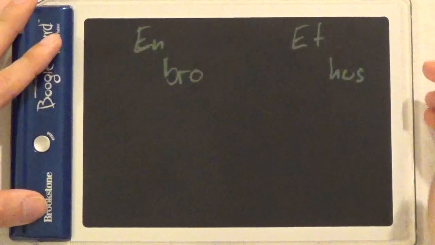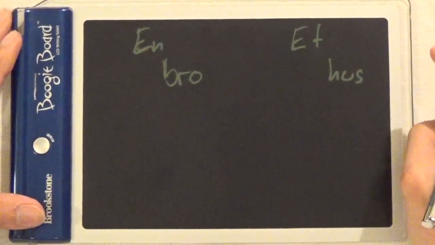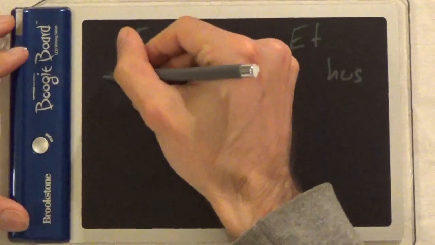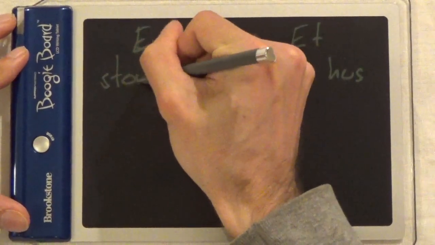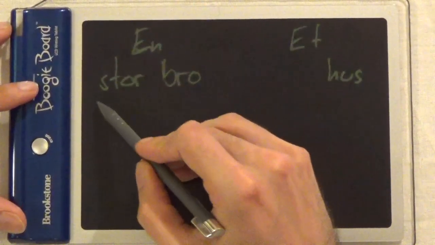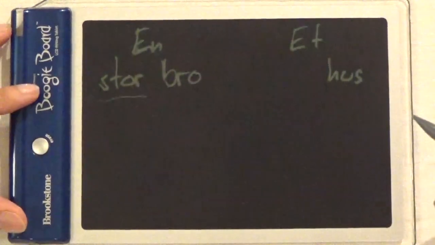I've left a bit of space here because we are going to look at how to say a large bridge and a large house, or big if you want. And the word for that is stor. Now, in the case of N nouns, what you do is you simply leave the adjective as is. En stor bro, a large bridge.